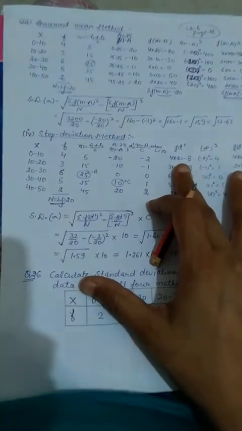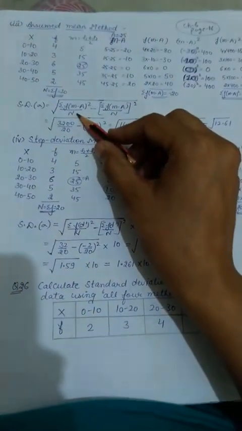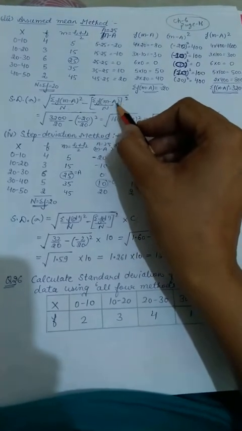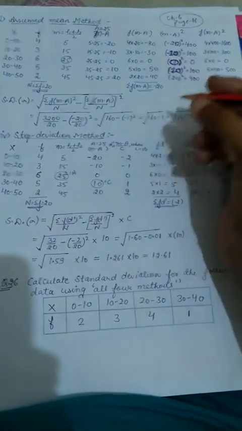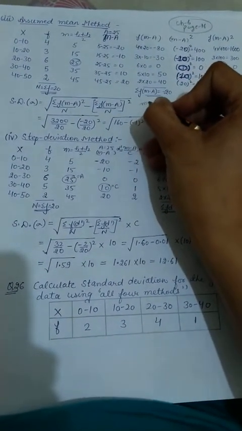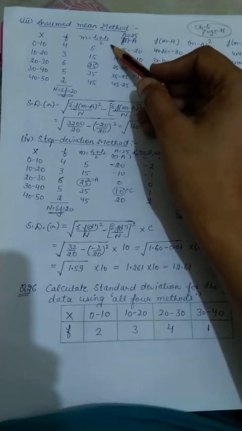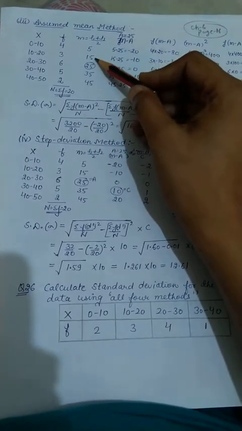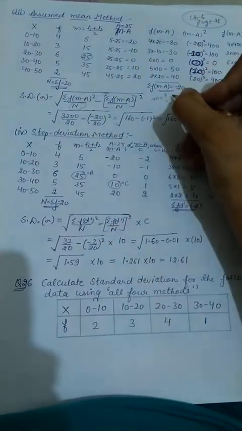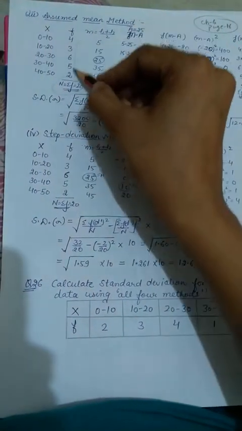Now next is your assumed mean method. In this you have this formula: sigma f into m minus a whole square upon n, minus sigma f into m minus a upon n whole square, and then this under root sign. So the foremost value which you need here is, first you need m. So m is this, how you calculate: L1 plus L2 upon 2. That is your 5, 15, 25, 35 and 45. Then you need your n. N is nothing, that is sigma f. That you have to do all the total, that is your 20.